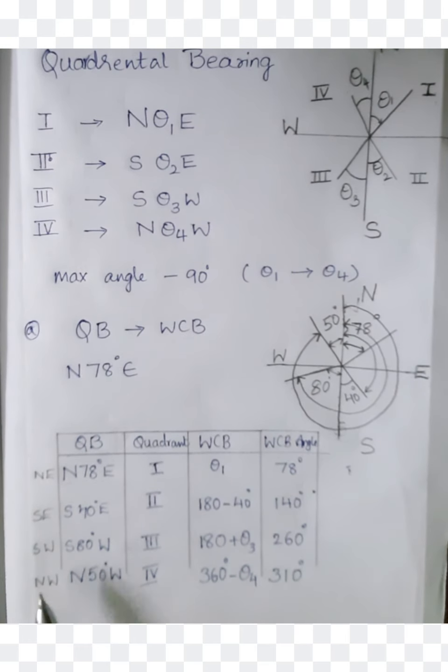Again, if theta 3 falls in the third quadrant, like south 80 degrees west, my whole circle bearing angle becomes 180 plus theta 3. So 180 plus 80, 260 degrees. And the last one, if my quadrantal angle falls in the fourth quadrant, in the northwest direction, north 50 degrees west, my whole circle bearing angle becomes 360 minus theta 4, that is 360 minus 50, which comes to 310 degrees. So this is the procedure we use to convert a quadrantal bearing angle into a whole circle bearing angle.